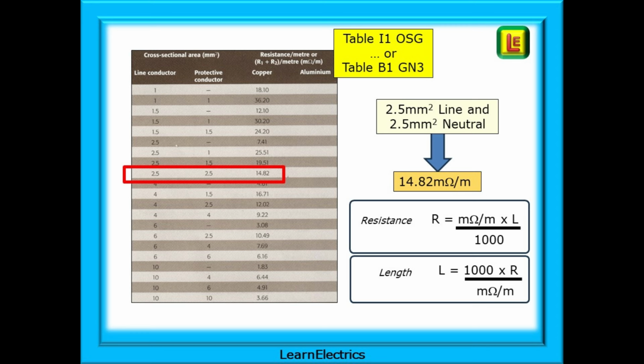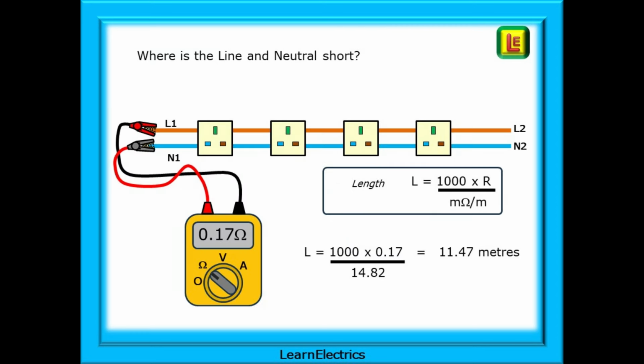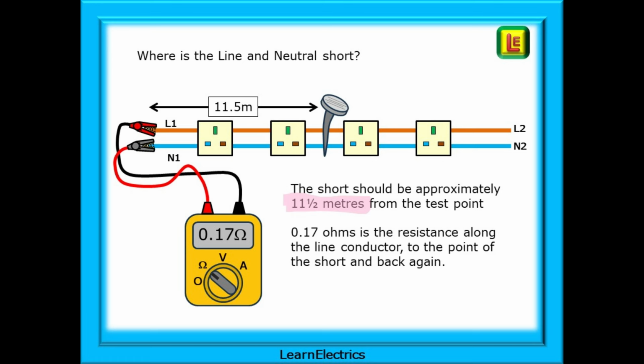Let's look at this in action. The length or distance to the short circuit will be 1000 multiplied by the test meter reading, 0.17 here, and then divided by the milliohms per meter value of the two conductors, 14.82. Pop these into a calculator and we have an answer of 11.47 meters. The problem is going to be about 11.5 meters from the crocodile clips, or the consumer unit in this case, whichever the test point is.